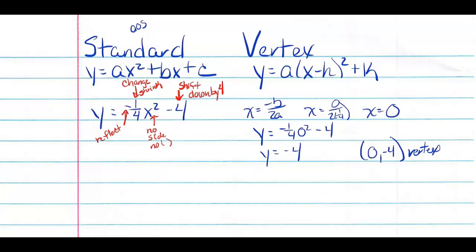So that is your breakdown of y equals negative 1/4 x squared minus 4. We have a vertex of 0, negative 4. It reflects. We have a vertical change that is a shrink of 1/4. There's no slide. I know that there's no parentheses. And it is shifting down by 4.